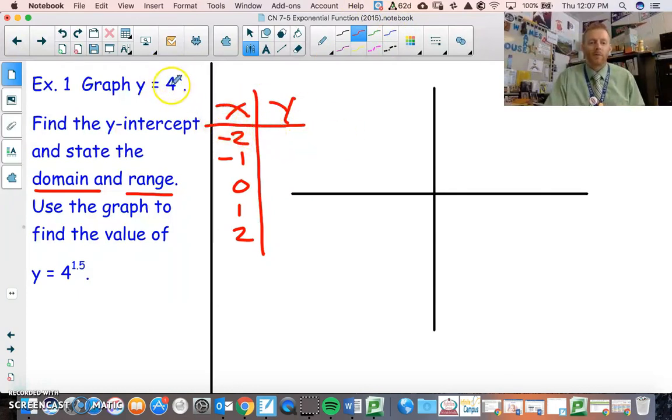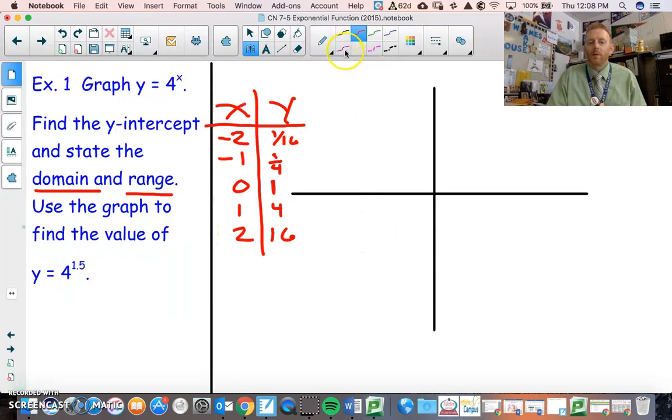So what we will do is just plug them into the formula, or into the 4 to the x power. I will do 4 to the -2 power. I'm just going to type things into my calculator. I have 4 to the -2 power, and my calculator says that is 1/16. Then I do 4 to the -1 power. My calculator says that is 1/4. I do 4 to the 0 power. My calculator says 1. 4 to the first power is 4. 4 to the second power is 16.